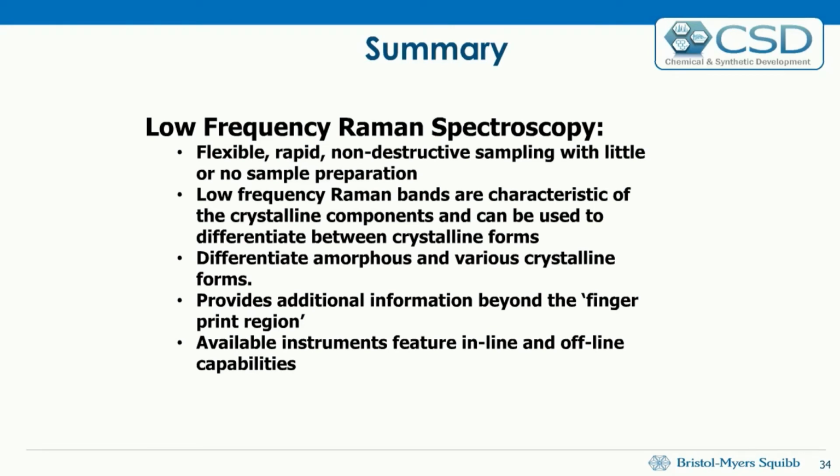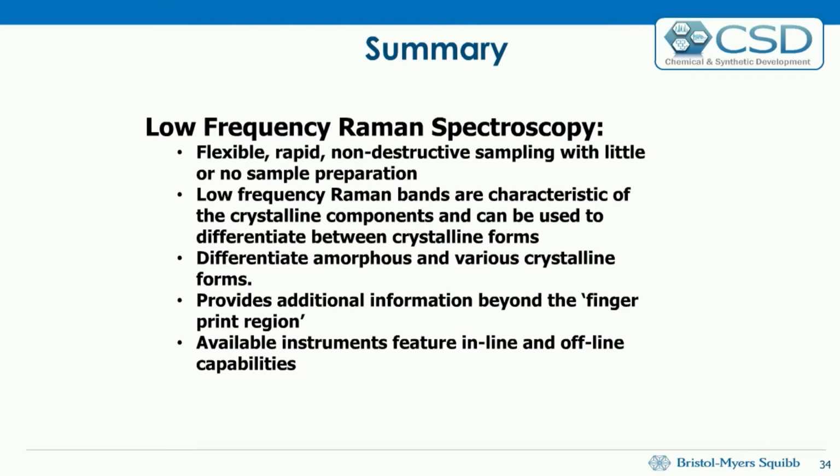So, in summary, low frequency, rapid, very flexible, non-destructive. If you're doing a 4, 5, 6, 10 milliliter crystallization or microcrystallization in a well plate, you can get the spectra with a low frequency Raman. And that's a big bang for the buck because now you can do a lot of screening work, a lot of characterization, a lot of information with just a very small amount of material. You don't have to run a large batch.